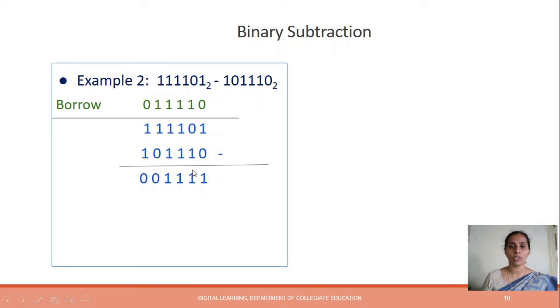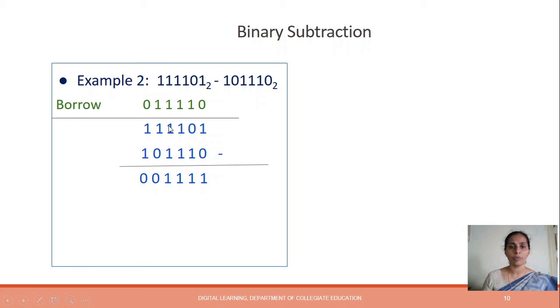So 1 0 minus 1 is 1. Now here it is 0. So 0 minus 1 we cannot perform. So we need a borrow from this position. So here it will be 0 and in this position it will be 1 0. This borrow is shown here. So here it is 1 0 minus 1, which is 1.